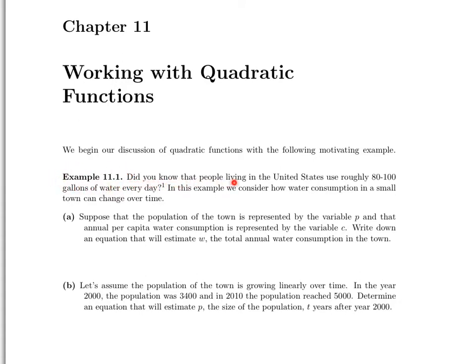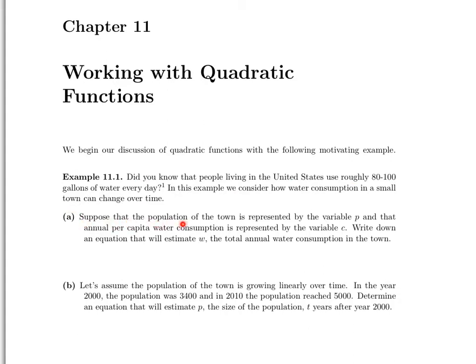Did you know that people living in the United States use roughly 80 to 100 gallons of water every day? In this example, we consider how water consumption in a small town might change over time. So let's start by looking at part A.